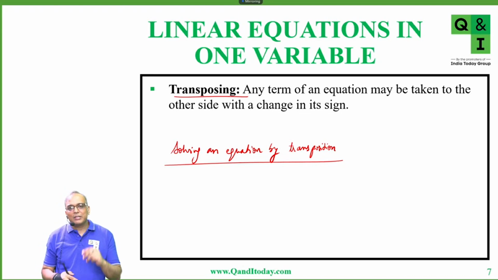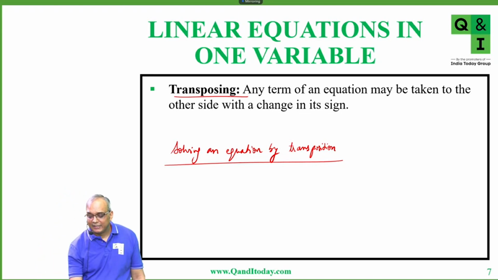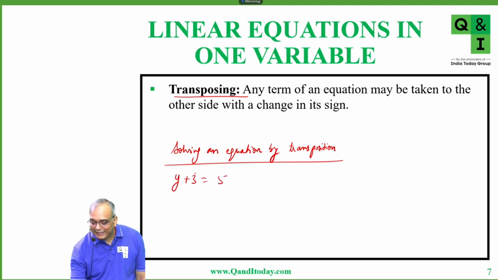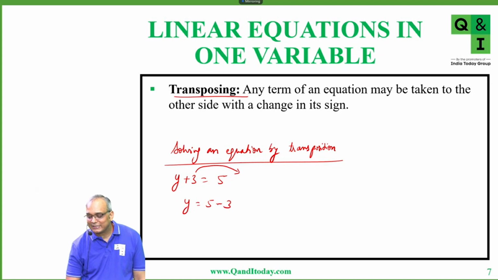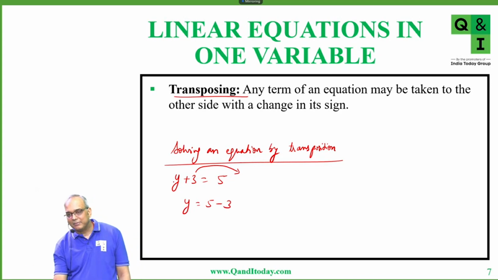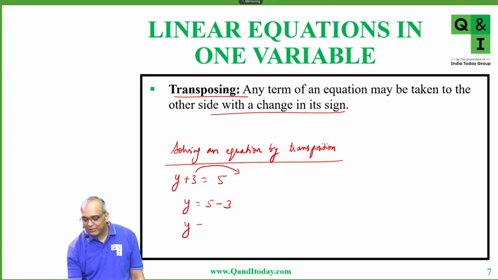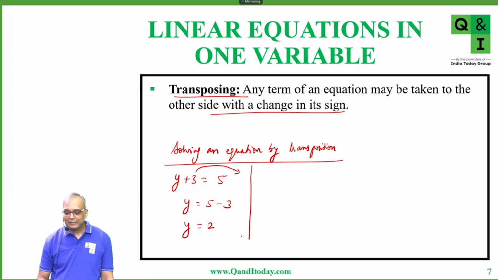So let us do some examples so that you understand it. For example, if I had y + 3 = 5, if I take 3 on the other side of the equation, because here the sign is plus, this is going to become minus when I take it on the other side. Plus will become minus. That is what change in sign means. So this will give you 5 - 3 = 2. Is this clear?